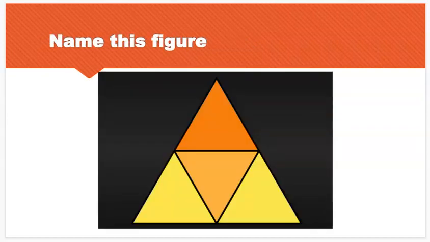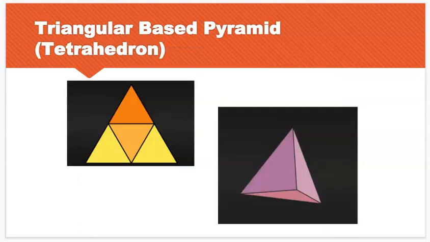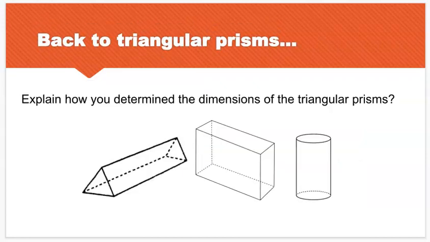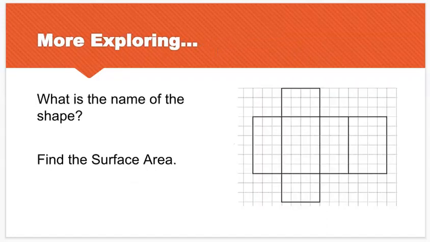How about this one? Well, this is called a triangular pyramid. It also has a special name called a tetrahedron that we use because that's one of the Platonic solids. So, let's go back to triangular prisms. How could you determine the dimensions of the triangular prisms? Well, we can look at the surface area of these shapes.